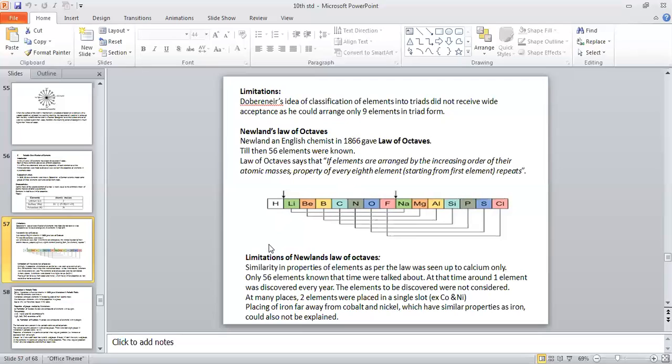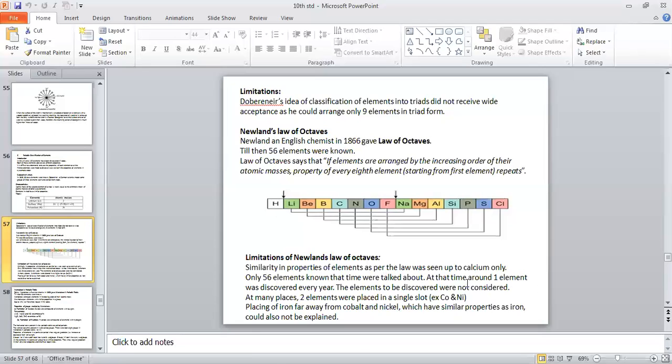The limitation of this law is that it applied only to 56 elements in the periodic table, but we know there are many more elements, and therefore it is not applicable to all elements in the periodic table. Similar properties of elements as per the law were seen up to calcium only, and only the 56 elements known at that time were considered.